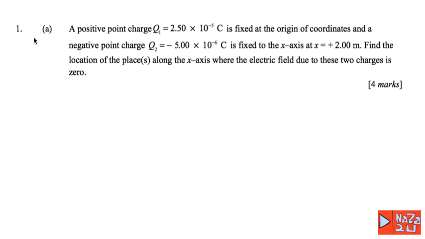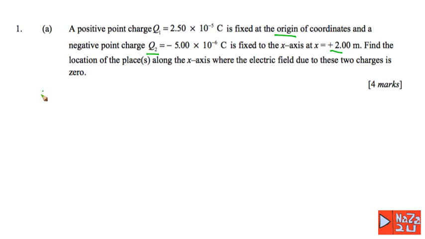Question number 1. Positive charge Q1, 2.5 × 10^-5 coulomb, is fixed at the origin coordinate, and a negative charge Q2, -5 × 10^-6 coulomb, is fixed at 2 meters.